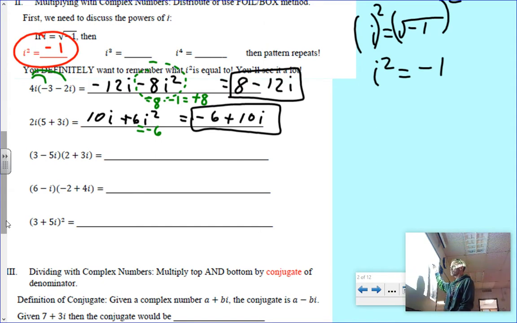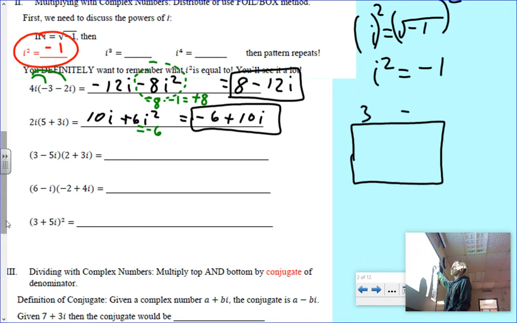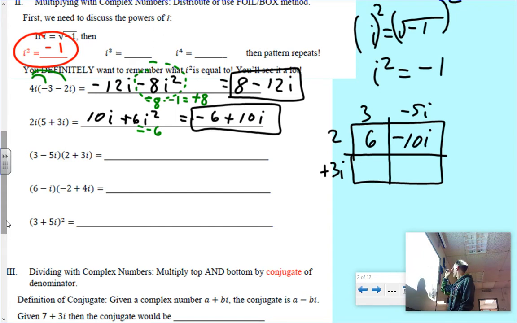Okay, so if I'm doing the box method on that next example, I'm going to draw the box. 3 minus 5i and 2 plus 3i. And again, inside each box, you just multiply. So 2 times 3, 6. 2 times negative 5i, negative 10i. 3i times 3 is 9i, plus 9i. 3i times negative 5i is negative 15i squared.